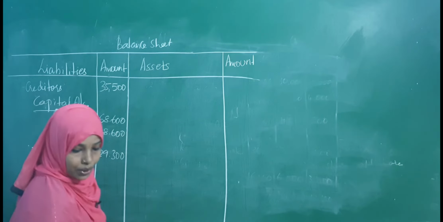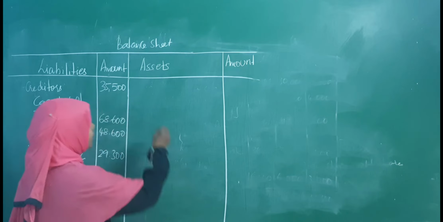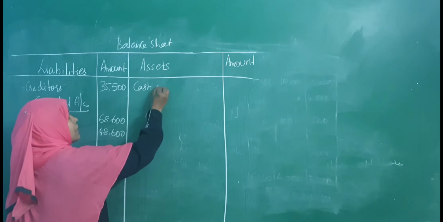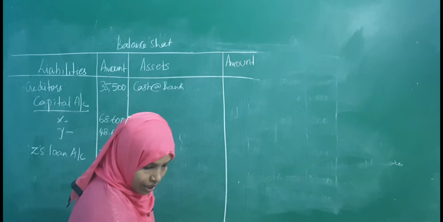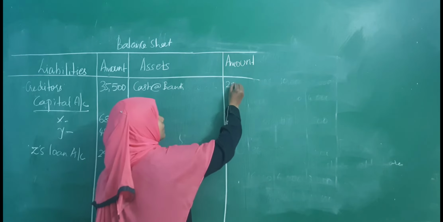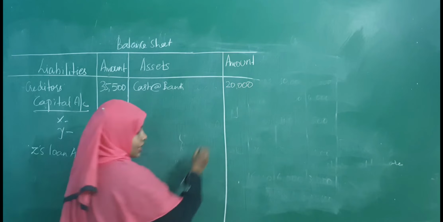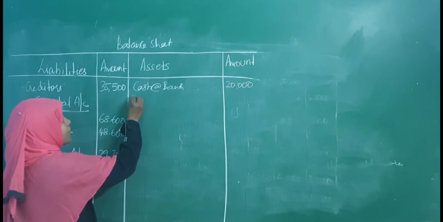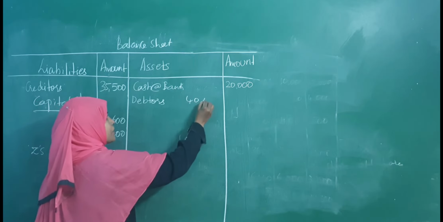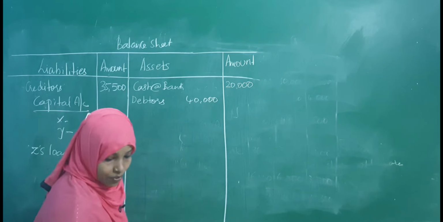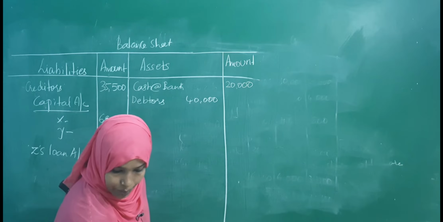Now let us come back to the assets. What are the assets? Cash at bank, take as it is, whatever is given. Cash at bank is 20,000. Next we have debtors. Debtors is 40,000. Debtors we did even adjustment also. That is RBD and PBD we did.